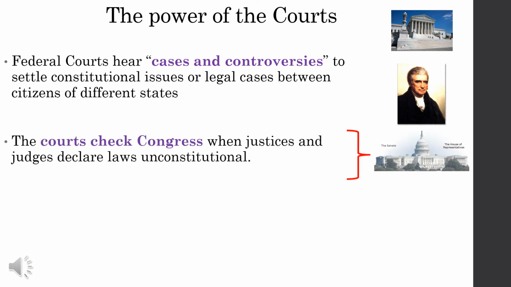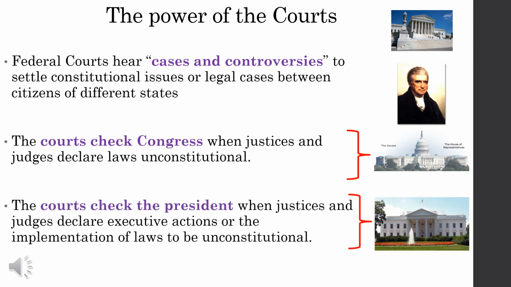The court checks Congress when justices and judges declare laws unconstitutional. Congress, you just passed that law. That law goes against the United States Constitution, and we will not enforce that law in federal courts. And the court checks the president when justices and judges declare executive actions or the implementation of laws to be unconstitutional. Executive branch, what are you doing?